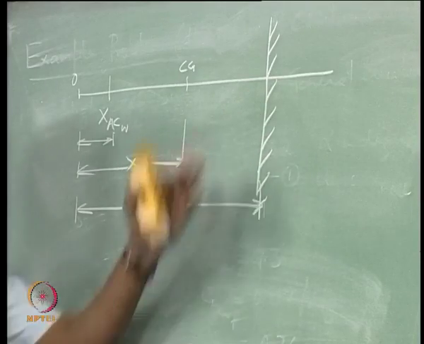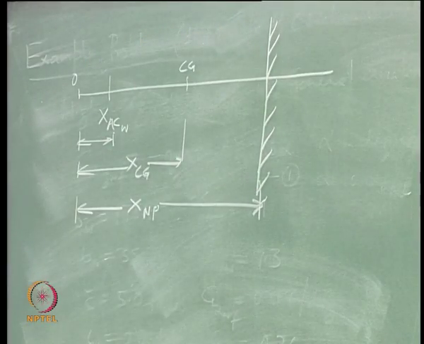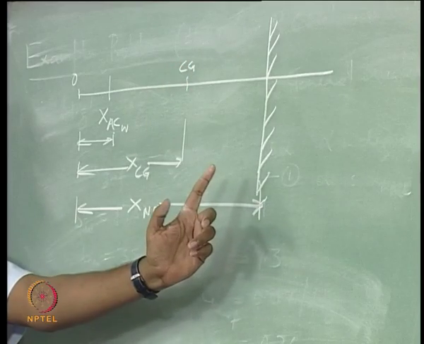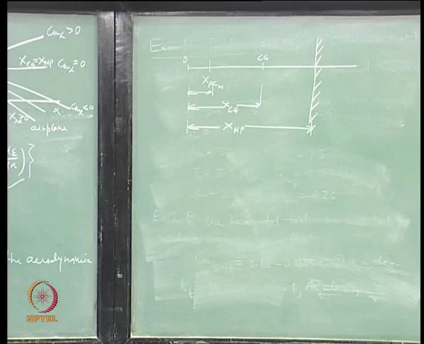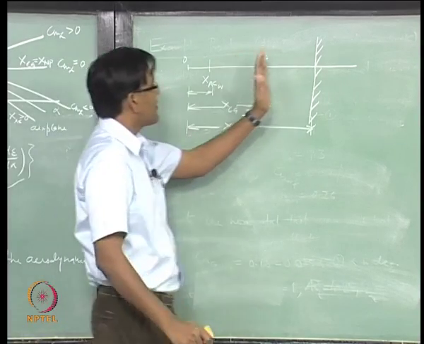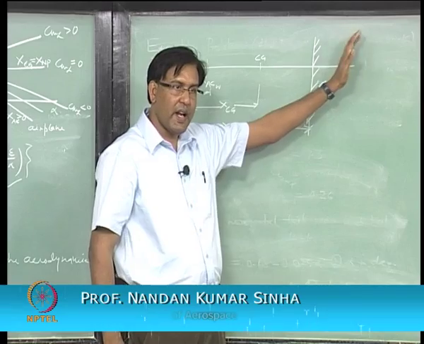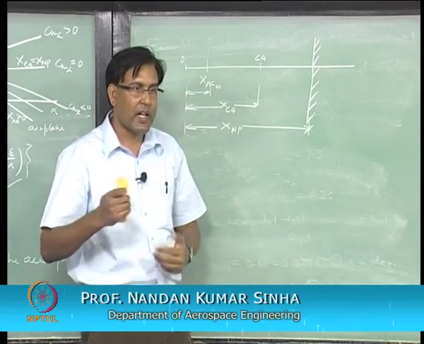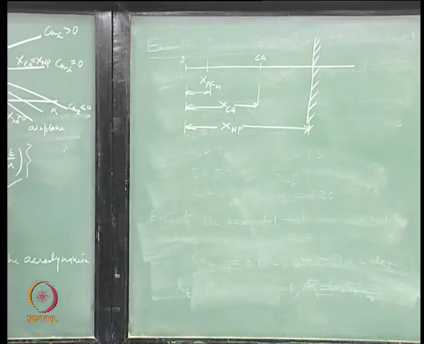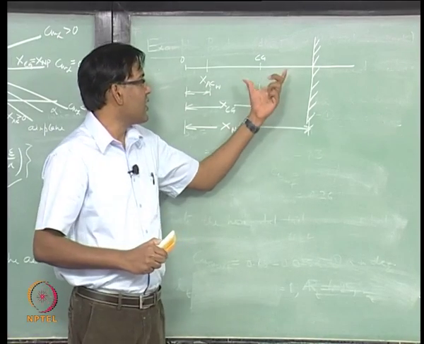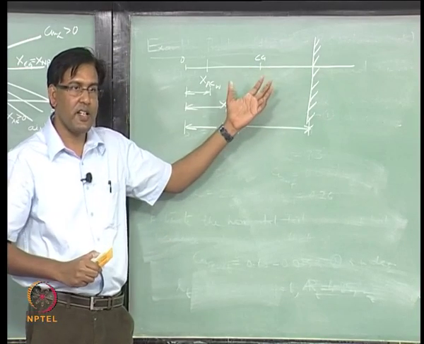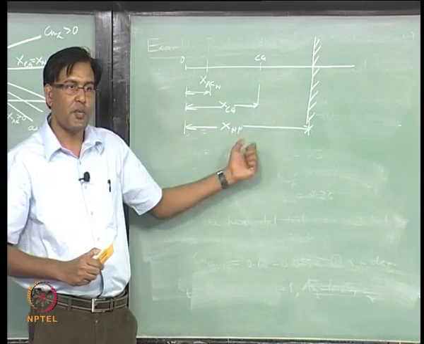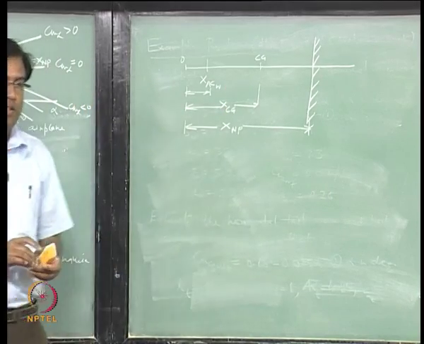So this is like a stability boundary, right. If your CG is lying ahead of this, then the aircraft is statically stable in pitch. If CG goes behind this, then what happens? The aircraft will become unstable in pitch. So you have to ensure that your aircraft is having your CG lying ahead of the neutral point all the time.